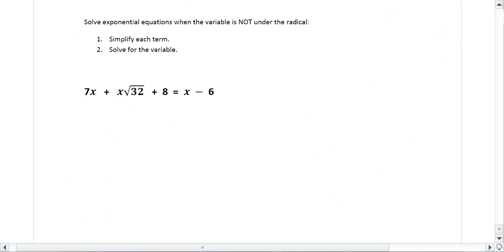The last type of radical equation we're going to look at is one where the x is not under the radical. But we might have lots of x's in it like we have in this, and we've got to get them all together and solve for the single x. So the steps are kind of short, but there's a little more to it. Step 1 says simplify each term. Okay, we can do that. And then do whatever you need with the algebra to solve for the variable.